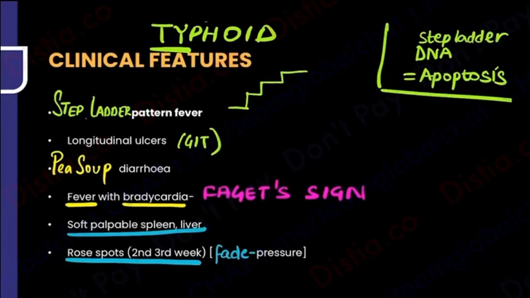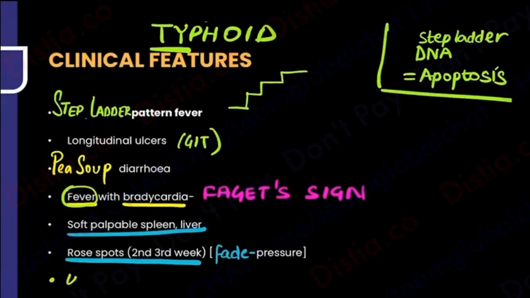So now, out of these, the questions that I expect, they love fancy names. What fever? Stepladder. What diarrhea? Pea soup diarrhea. What kind of ulcers? Longitudinal ulcers. Also, whenever you have fever, you expect tachycardia, but here it goes into bradycardia, that is Faget's sign.